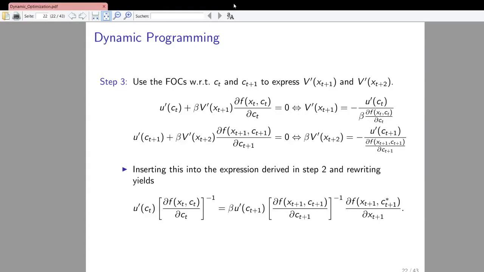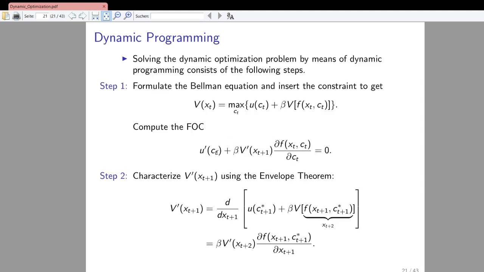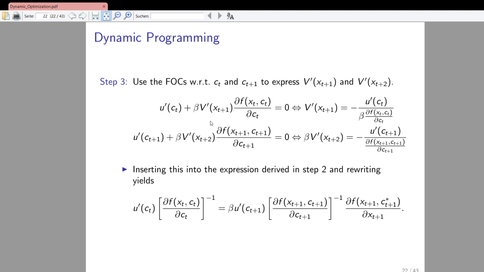Now in step 3, we use the first order conditions with respect to the choice of c_{t+1} and c_t to express the derivative of the value function with respect to x_{t+1} and the derivative of the value function with respect to x_{t+2}. These two equations are simply the first order condition with respect to consumption at time t, and this equation iterated one period forwards, such that we have the first order condition with respect to the choice of consumption at time t+1. As you can easily see, this expression is just this expression here iterated one time period forwards. Now this has to hold, they have to be equal to 0 from the first order condition.